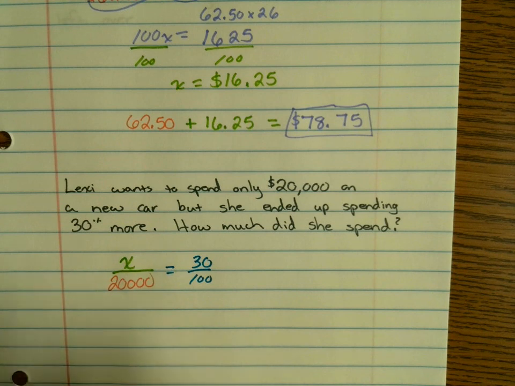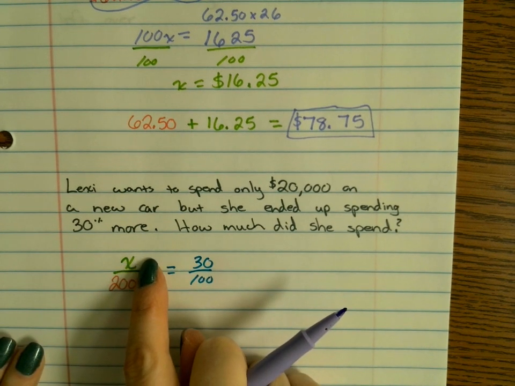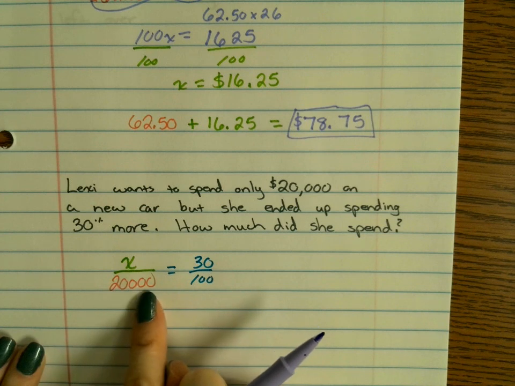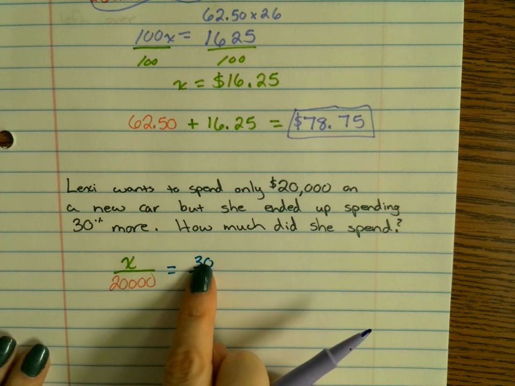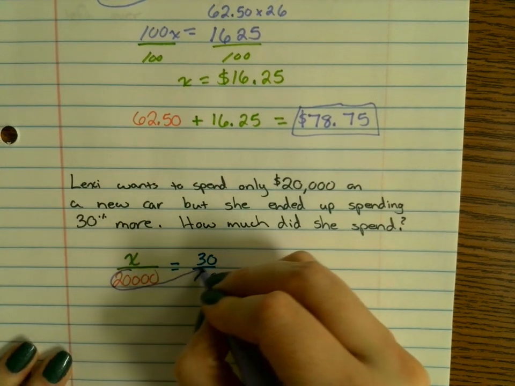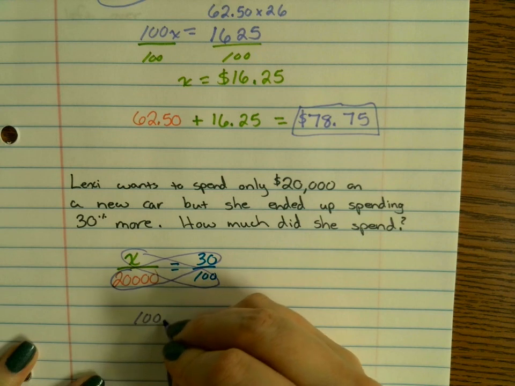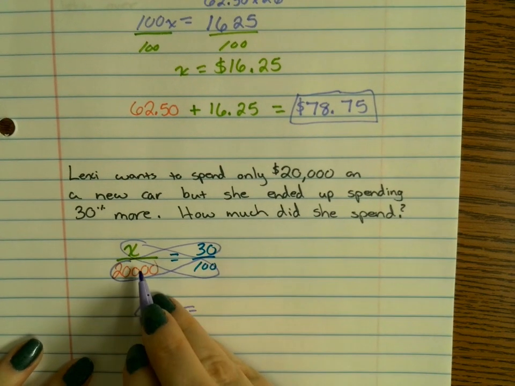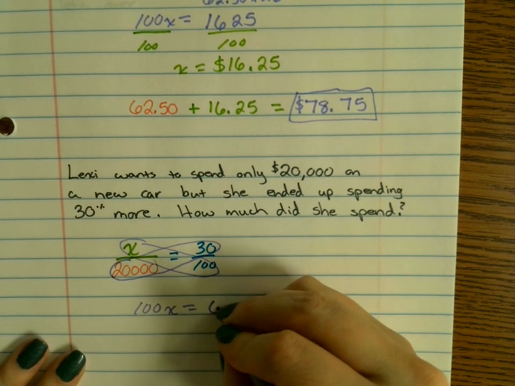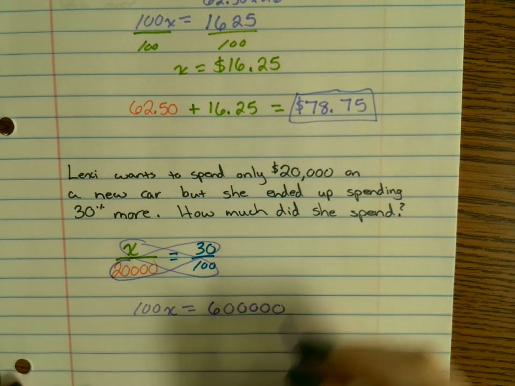Okay, again, we don't know how much more she spent. We don't know the price increased by, but we do know what she originally wanted to spend, and then what percentage she went up by. So we're going to go ahead and do our cross product here. We're going to multiply x times 100. That gives us 100x. We're going to multiply 30 times the 20,000. And that's going to give us 600,000.